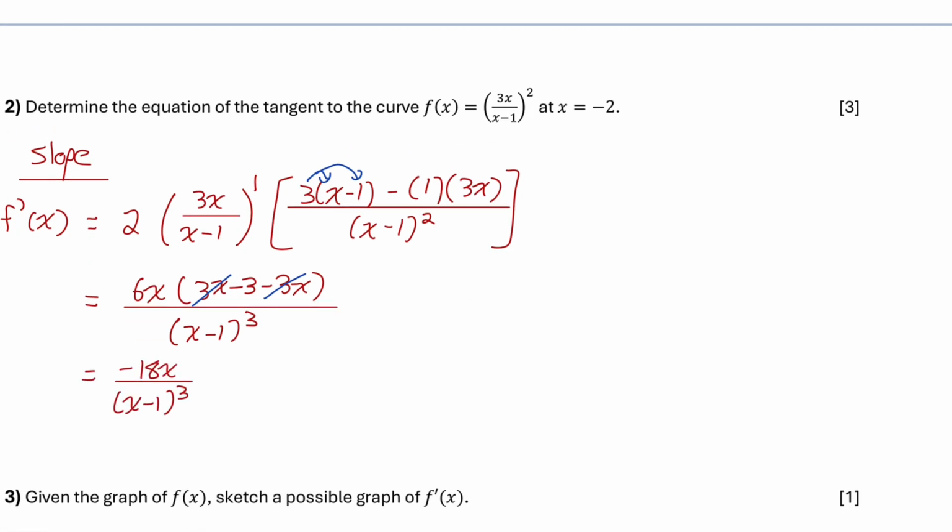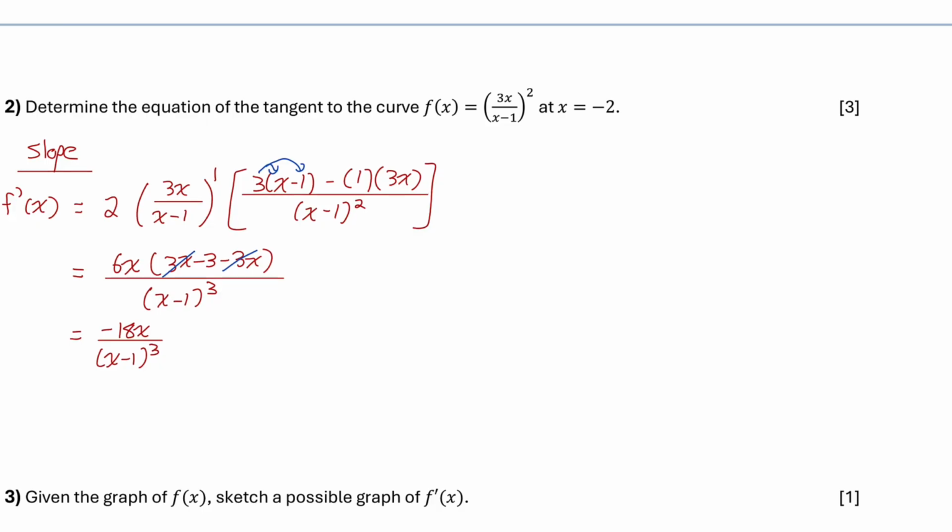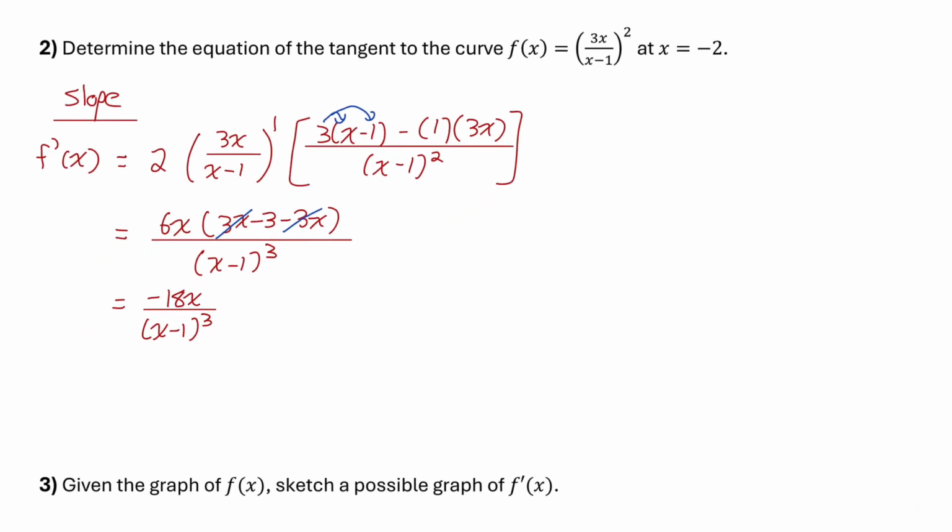And now I'll make some room so that I can sub negative 2 into this function to find the slope of the tangent line at an x value of negative 2. So f prime at negative 2, if I sub negative 2 in for x, I would have 36 over negative 27. 9 goes into both of those numbers, so this would simplify to negative 4 over 3, which is going to be the m value, the slope, in my y equals mx plus b formula.